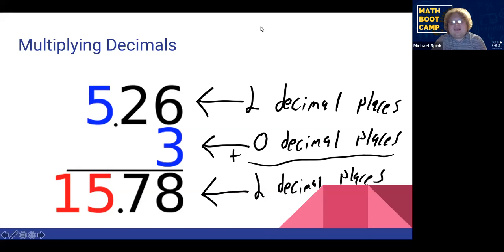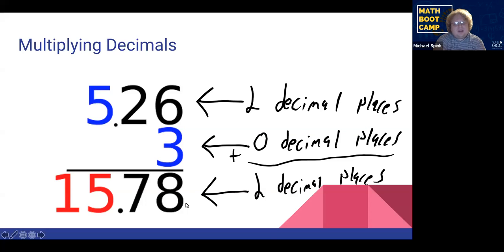To counterbalance this, we're going to count how many numbers after the decimal place are in each of our numbers and add that up. The first number has 0.26, or 2 numbers after the decimal point. The 3 doesn't have any, or 0. In total, we have 2 digits after the decimal place when we take both of them into account. If we add that up, 2 plus 0 is 2. And so the number that we end up with better have 2 decimal points at the end.